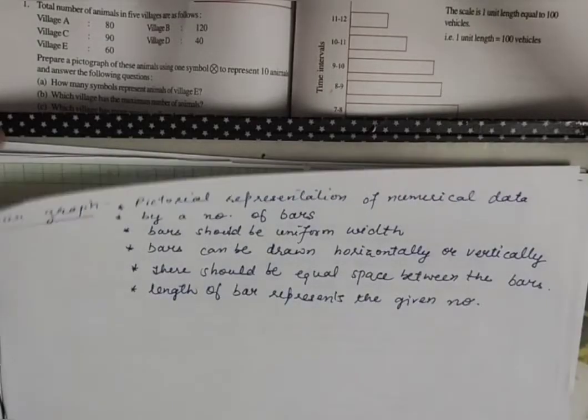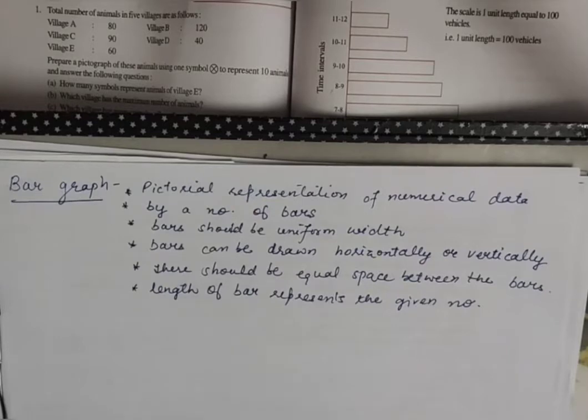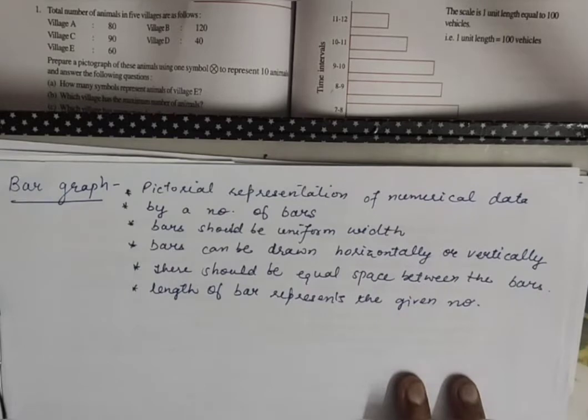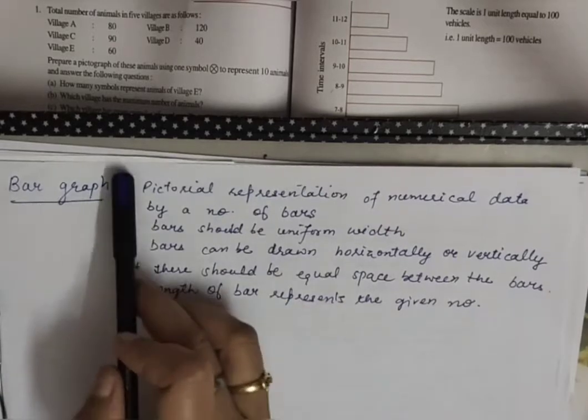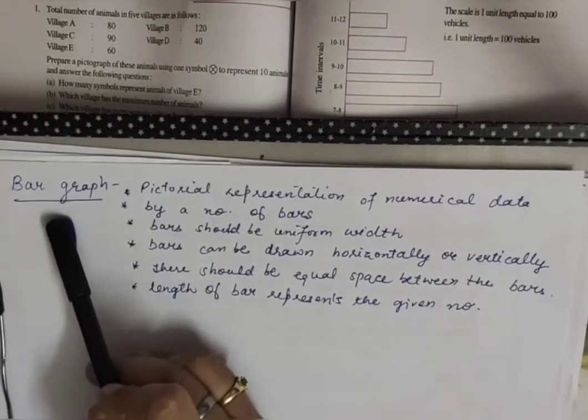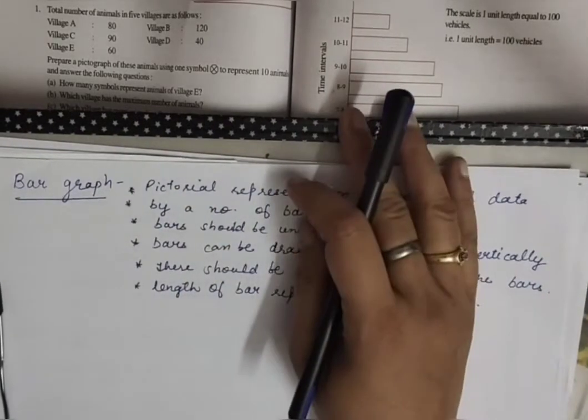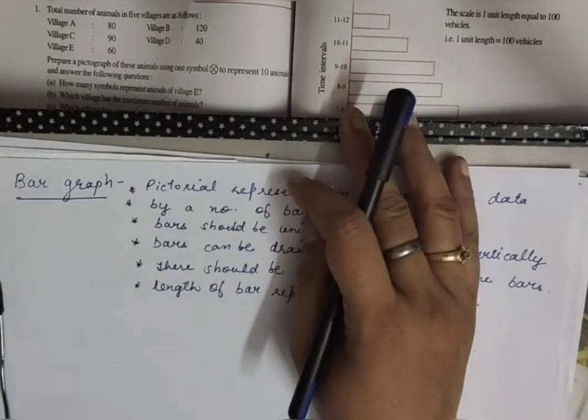Hello students, as we have discussed in the earlier video, the pictograph is unable to give us exact information. We cannot get exact numbers or values from that. So for that we need a better way. And what is that better way? Now you can see, that is the bar graph. So what is a bar graph and how can we get proper information from it?